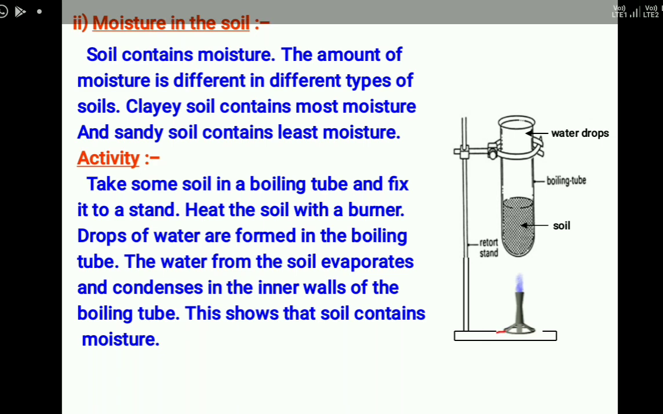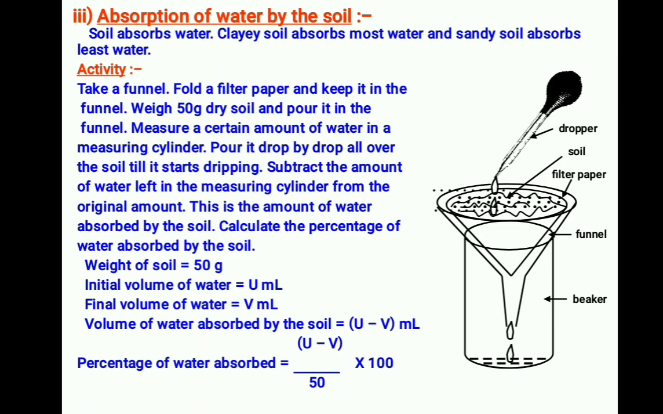The next is absorption of water by the soil. Soil absorbs water. Clay soil absorbs most water and sandy soil absorbs least water. For that, this is the arrangement. We have taken a funnel, filter paper is there, and we have put the soil. How much soil do we have to put? 50 gram of soil. And we should also have a measuring cylinder. From that, see, this is the formula.